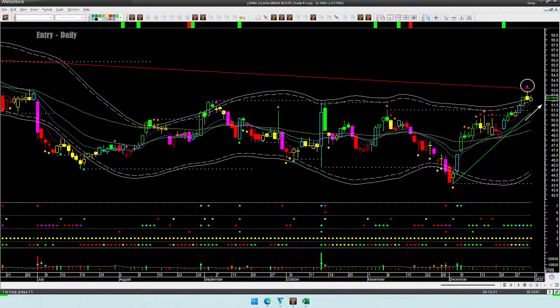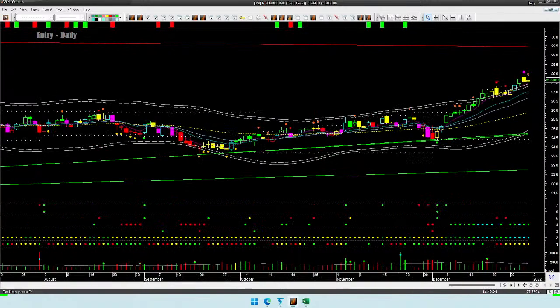Walgreen Boots Alliance. I'll not be able to buy now because of the bearish headwind, because of the trend line resistance, but I'll not short because the trend line support is nearby. NYSE had a bearish headwind.